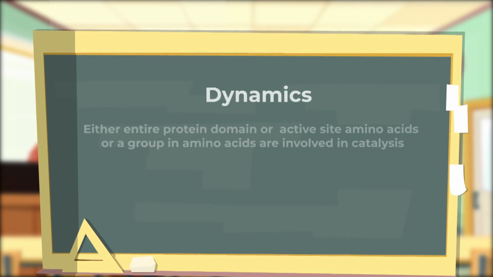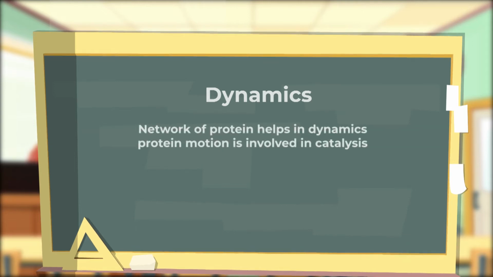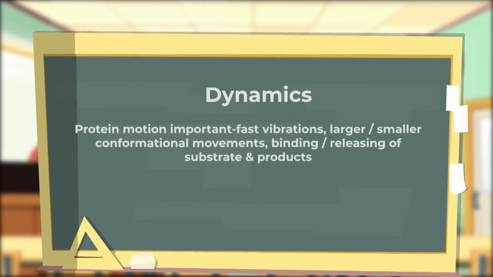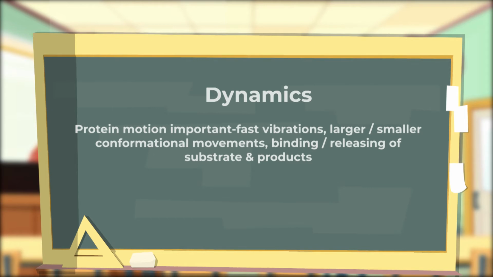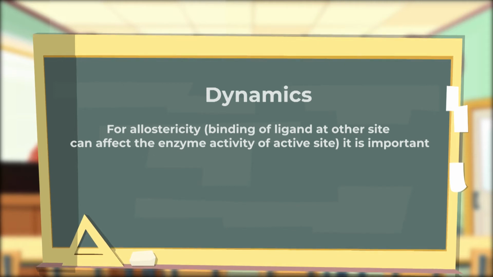Dynamics. Either the entire protein domain is involved or active site amino acids are involved when the enzyme interacts with the substrate. A network of protein helps in protein dynamics. Protein motion is very important for fast vibration, larger and smaller conformational movements, and binding and releasing of substrate as well as products. For allostericity, that is, binding of a ligand at one site can affect the enzyme activity of the active site. The dynamics of the enzyme is very important there also.